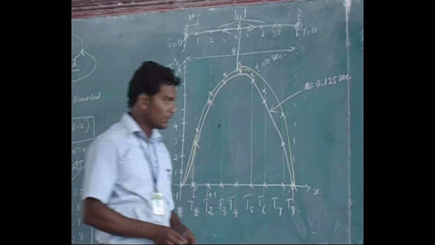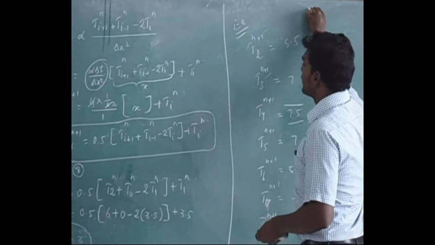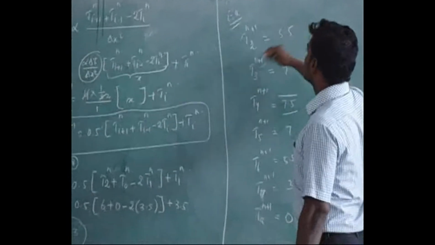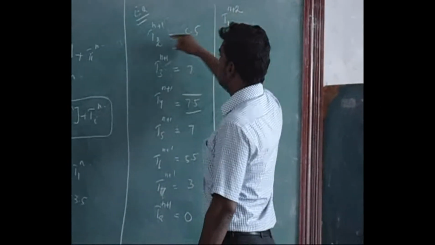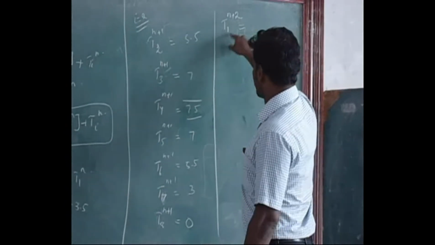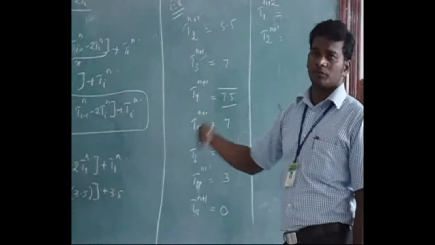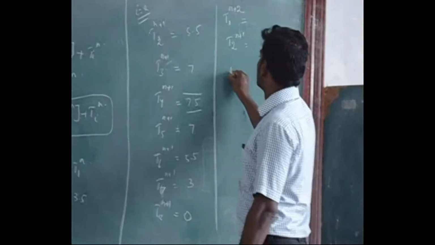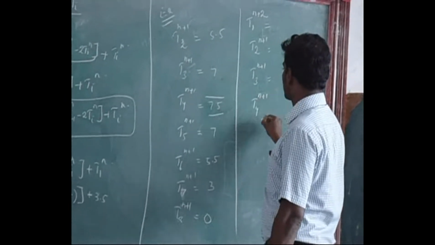Now continue your problem at t equal to 2 times delta t. Solve the same problem. T1 power n plus 2. We were calculating n plus 1, now T1 power n plus 2. Solve it yourself, the procedure is always the same. Calculate these values for n plus 2.